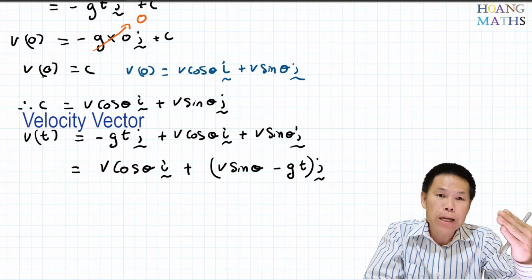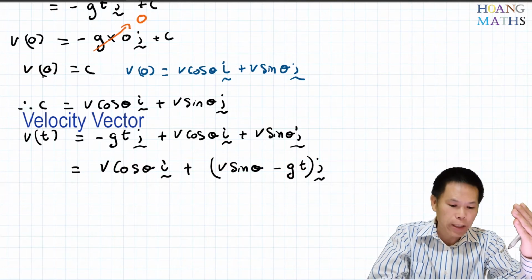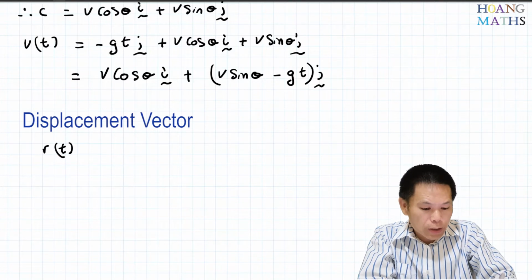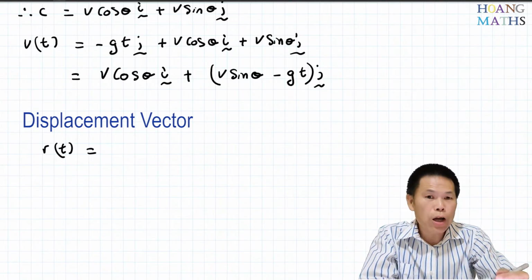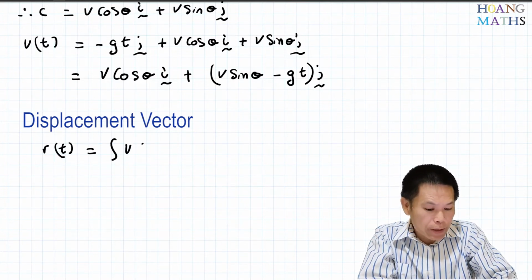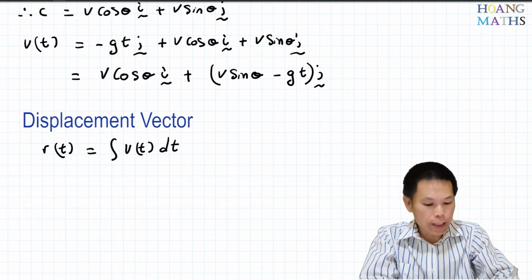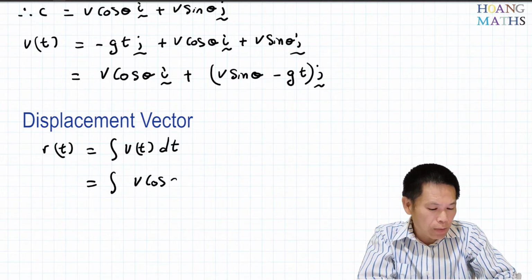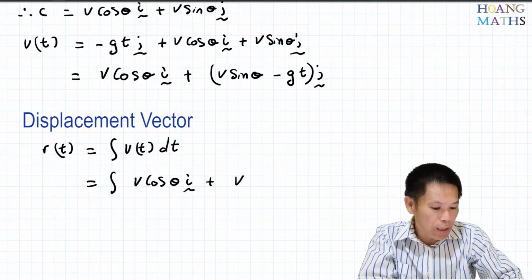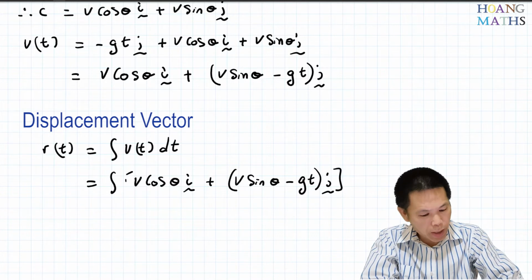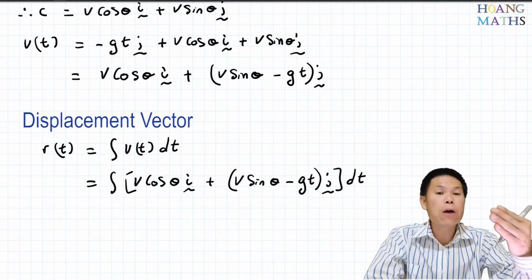Now, to find the displacement or position of the particle, I just integrate the velocity. Let me write r(t), that is the displacement or position of the ball, which is equal to the integral of v(t) dt. So that is the integral of (v cos θ i + (v sin θ minus gt) j), and we bracket this, dt.